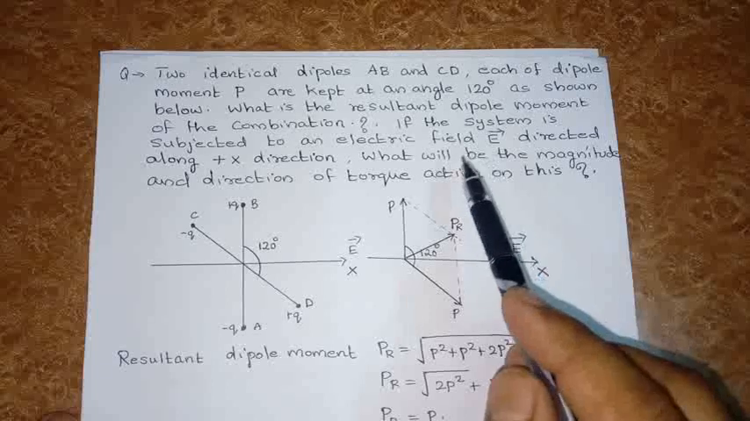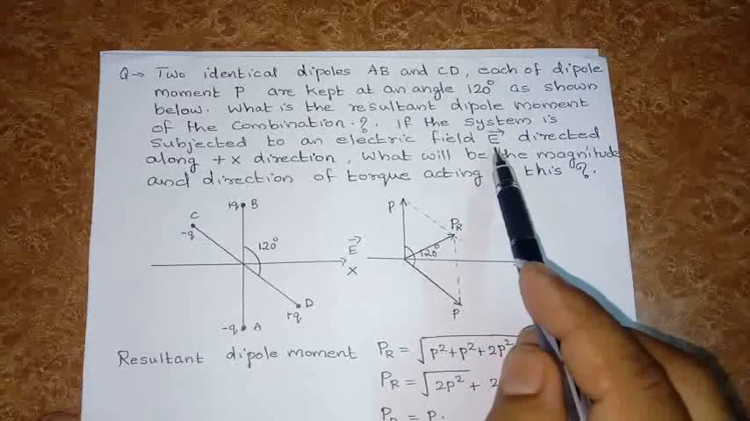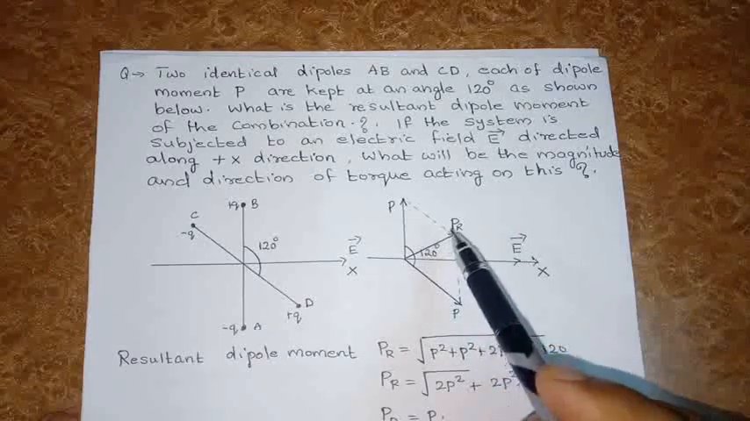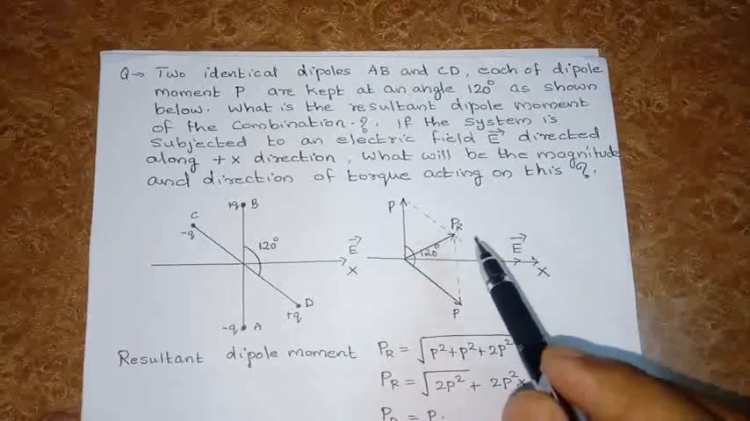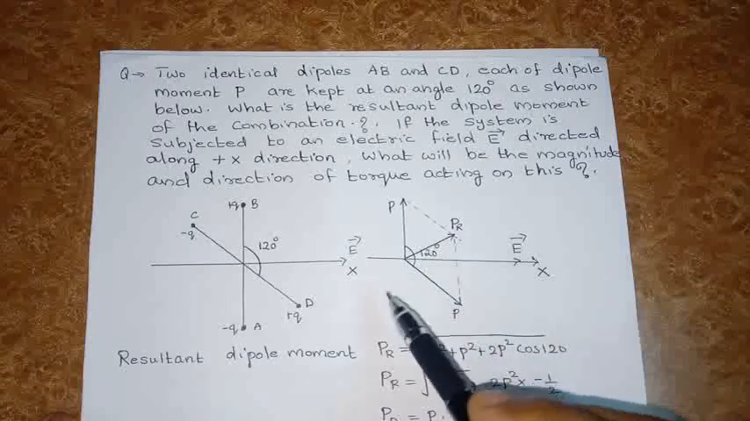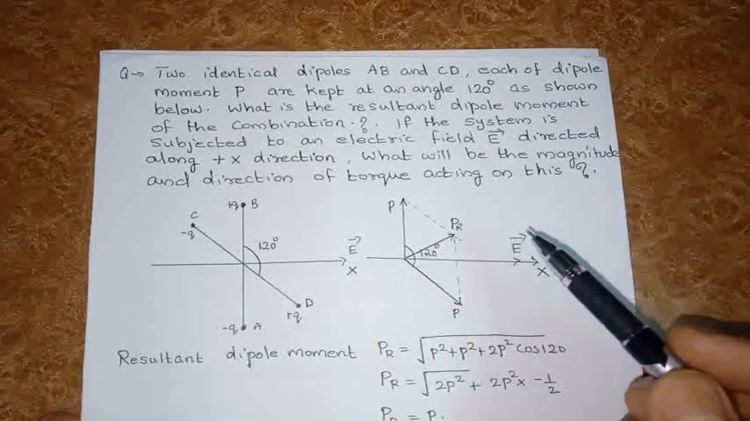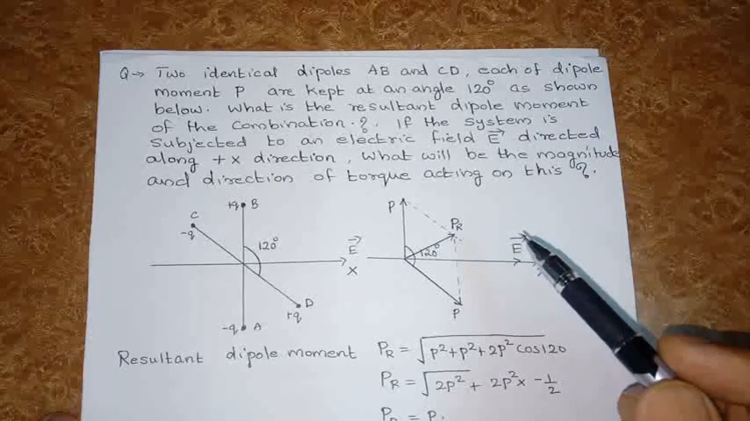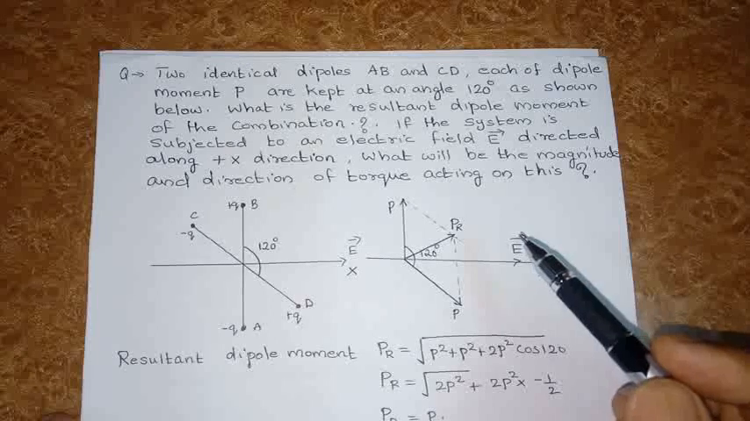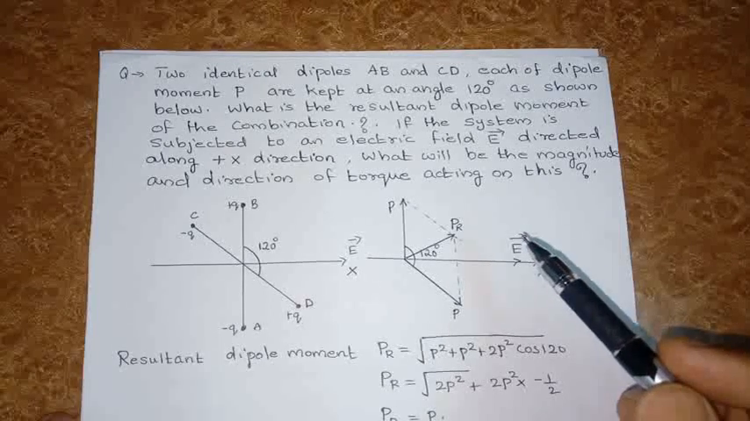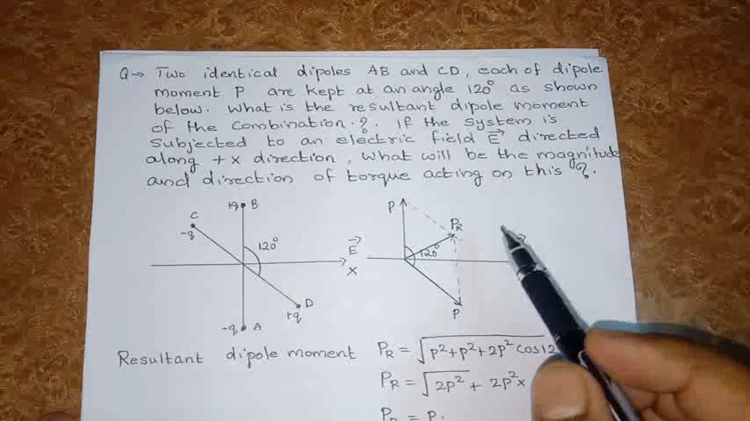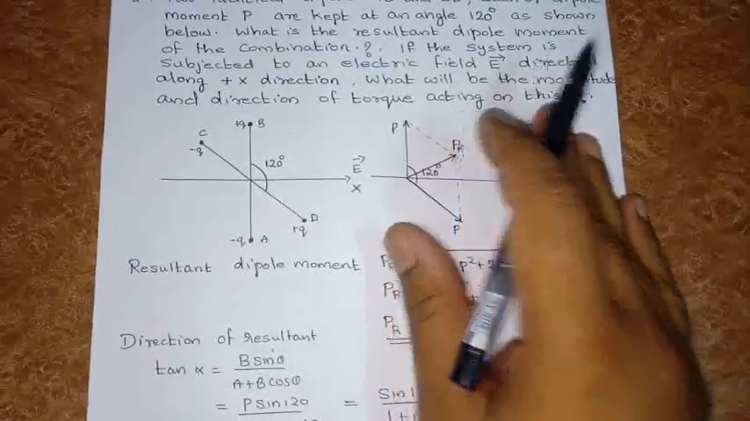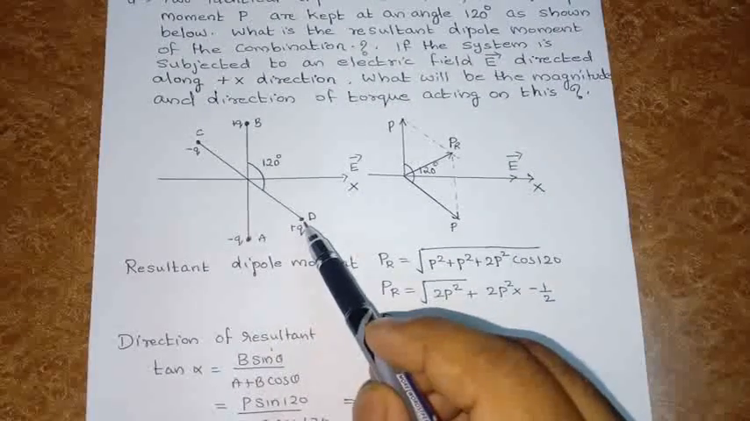If the system is subjected to an electric field E directed along the x direction, what will be the magnitude and direction of the torque acting on this system of dipoles? So there are two questions. First one is, we have to find the resultant dipole moment of the combination, and then we have to find the magnitude and direction of the torque acting on the combination. So first of all, we have to draw the figure which represents the situation. Two dipoles are there.